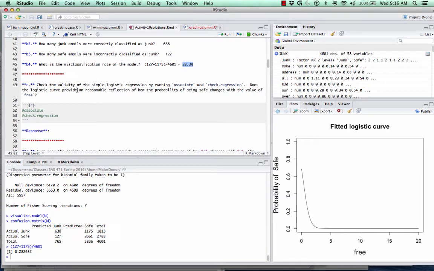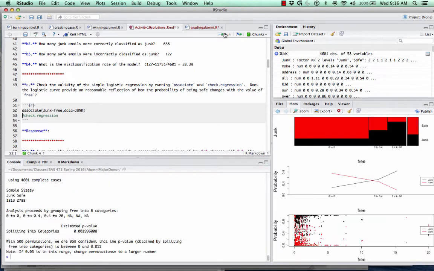All right, well, we've done a logistic regression model. What if it's not a reasonable reflection of reality? We should always make sure that the specific shape that we're imposing on the relationship between the probability and our x variable really is well described by a logistic curve. So let's check the validity of the simple logistic regression by doing two things. First, let's run associate, and that'll be y twiddle x, so junk twiddle free, data equals junk. And this will give us a very vague idea for how the probability of being junk and safe changes with our predictor variable.